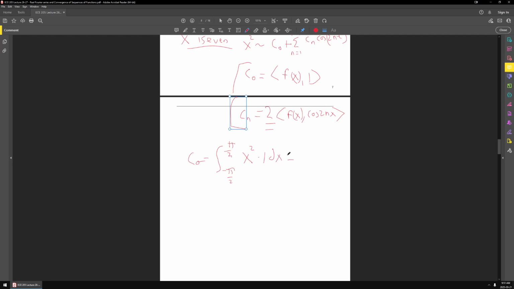Okay. Now this is a pretty straightforward integral, just power rule, knock it out, and you end up with 1 over the length of the interval, so 1 over pi. Do not forget your 1 over the length of the interval. So when you put all this together, you end up with pi squared over 12. Okay. Now for the next one, 1 over pi times my 2, so 2 over pi.